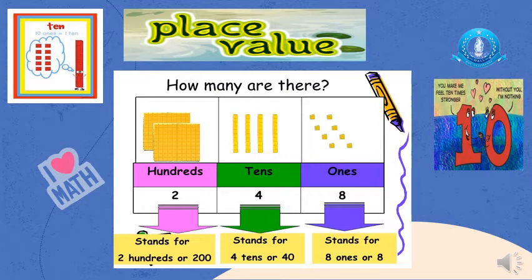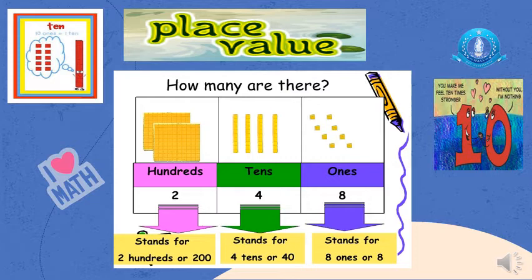Now hundreds. When we join or combine 100 cubes, it will be 100. So how many hundreds are here? 1, 2. 2 hundreds are here. 2 stands for 2 hundreds or 200. We can write in the form of words or we can write in the form of numbers.